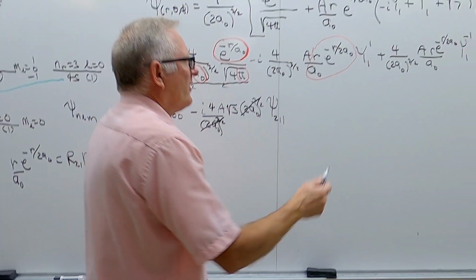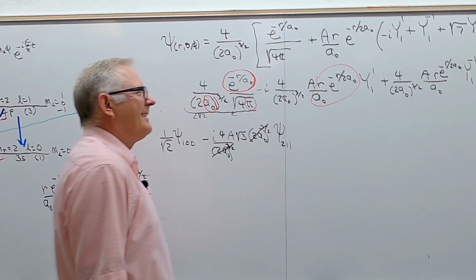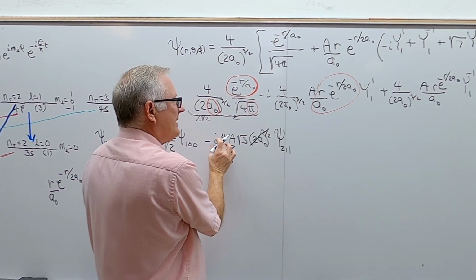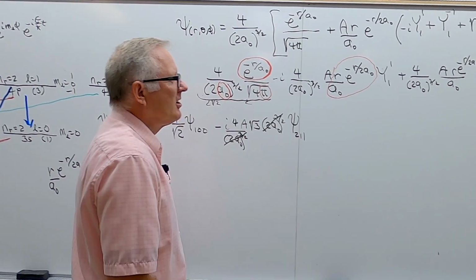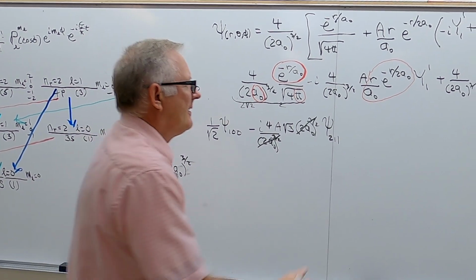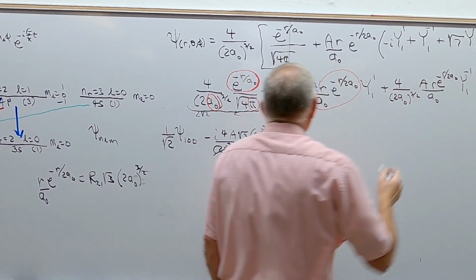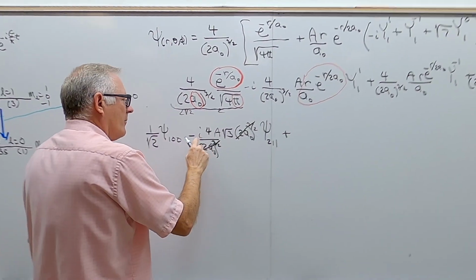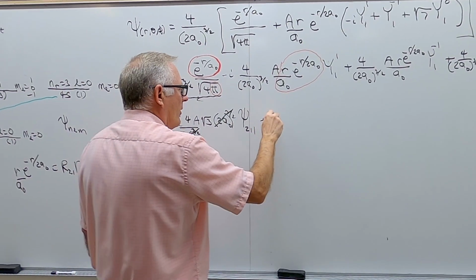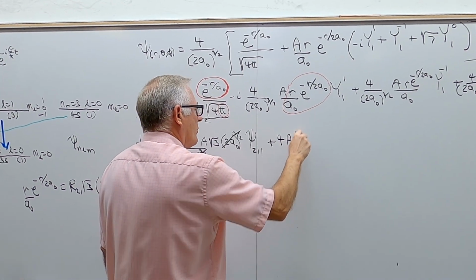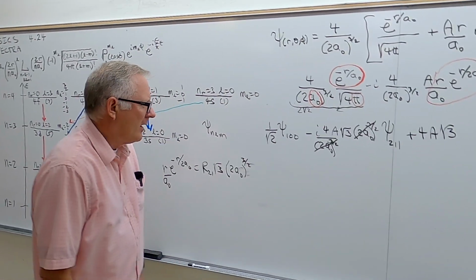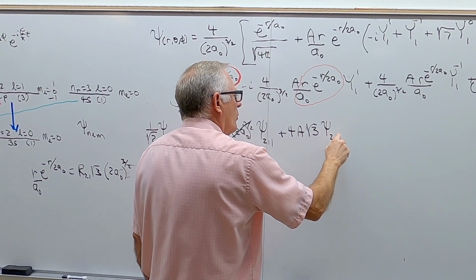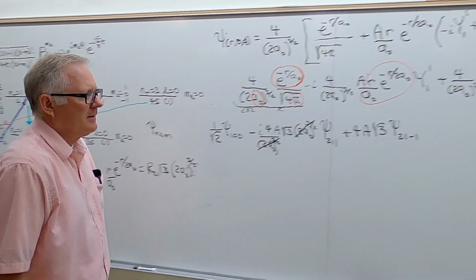Now, this one over here looks identical to this one. It just didn't have the minus i in it right here. That's the only difference. And this term was a minus 1 instead. So it's going to be the same thing. It's going to be plus, without the minus i, it's just going to be the 4a square root of 3 psi 2, 1, minus 1.